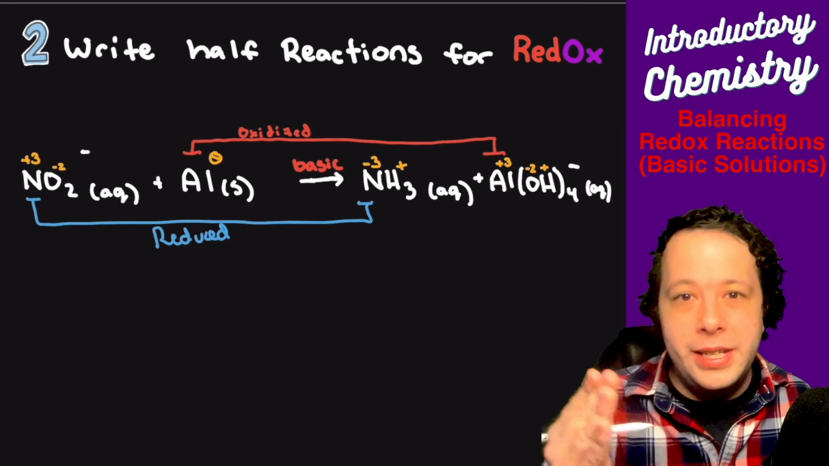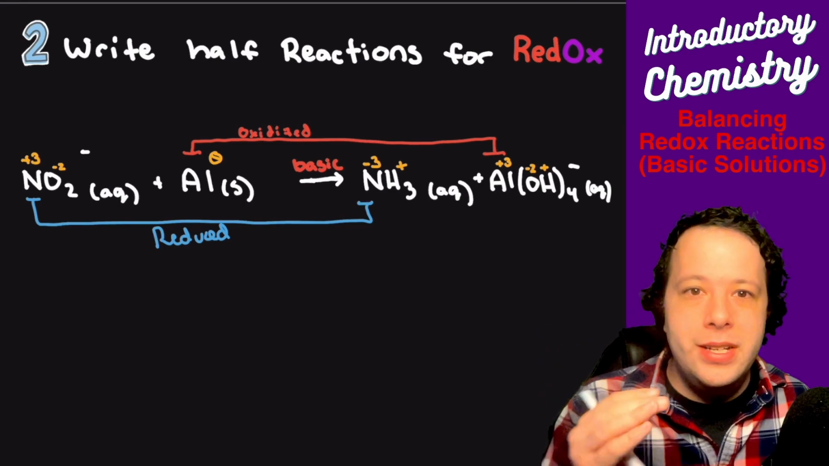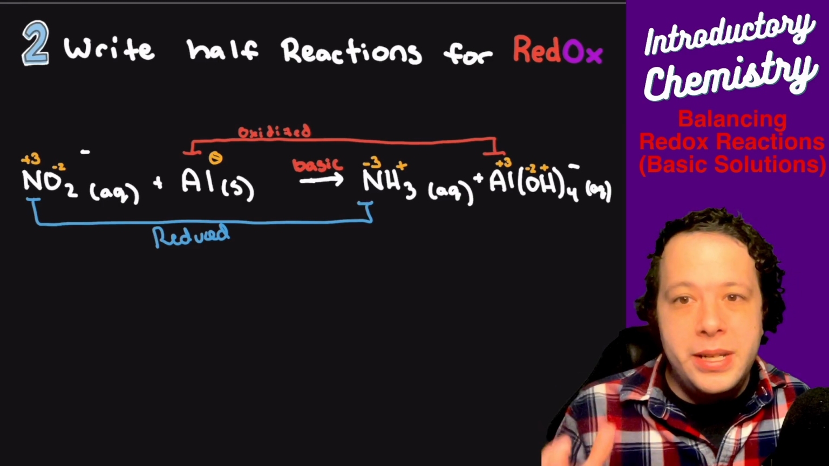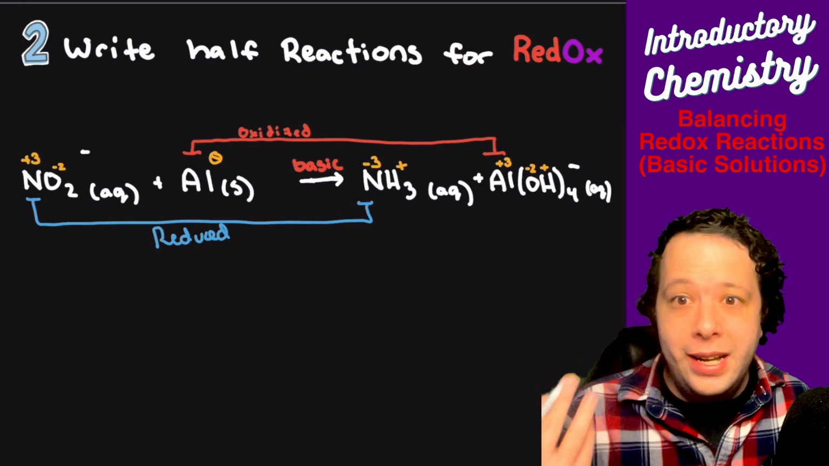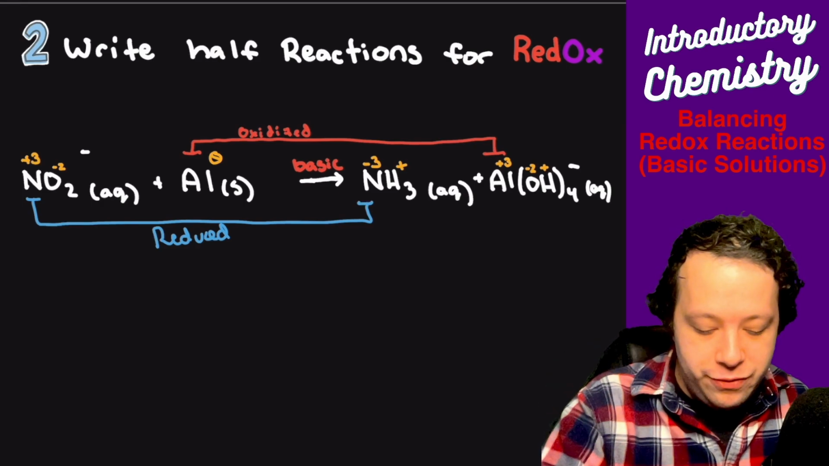For example, with aluminum, you can see it on both sides of the equation, so you know those are going to go together. Same with the nitrogens. But it's usually good practice to label them, being that you have to be able to label these on any type of exam or quiz or homework. So we're going to write the half reaction for each one.